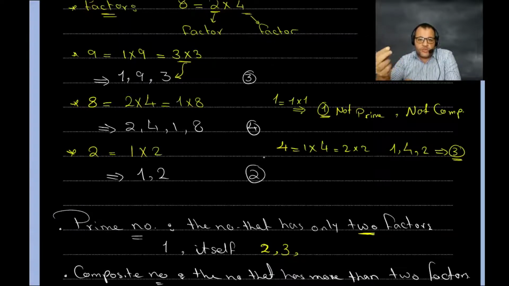No, only 2 has only 2 factors. 3 has only 2 factors, 1 and 3. 4 has 1 and 4 and 2, because 2 times 2. So we have 3 factors. So 4 is not a prime number because it has 3 factors. From the beginning, I didn't say anything about division.